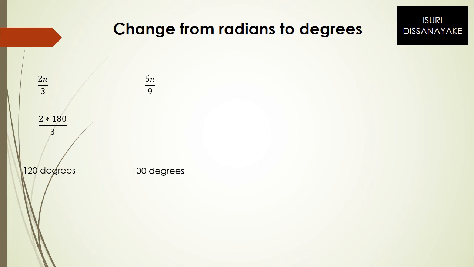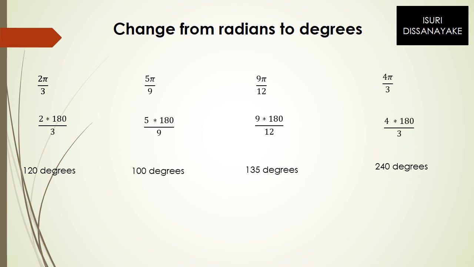Next, 5 pi by 9. What you do, you multiply 5 by 180, divide by 9, it's 100 degrees. 9 pi by 12, multiply 9 by 180, divide by 12, 135 degrees. And 4 pi by 3, multiply 4 by 180, divide by 3. So that's 240 degrees.